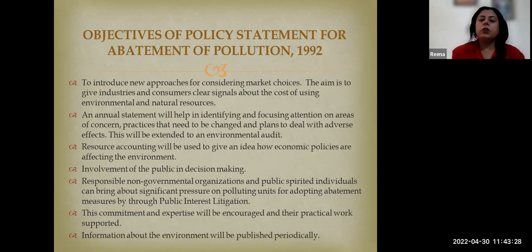And all this information is published periodically. If you go to the Ministry of Environment and Forest site, there are annual reports where information regarding each of these objectives is published annually, and they have to inform the public what kind of initiatives were taken for fulfillment of each of these objectives.